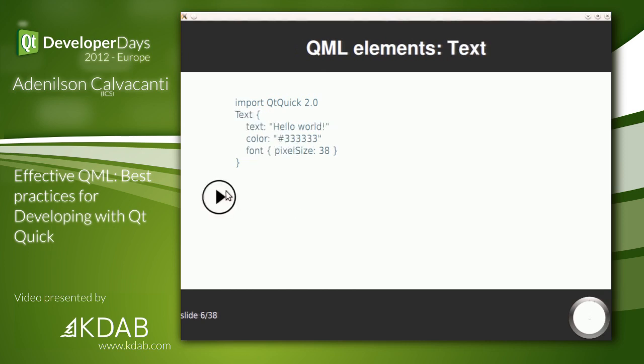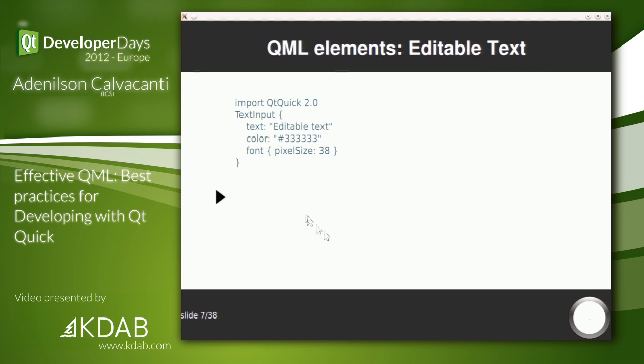All right, then you have the text element. You can also use TrueType fonts here. You're not stuck to the fonts available on the system. As a matter of fact, when it comes to deploying, you can have your fonts available on the system, or you can also have it inside of your C++ application if you are using QResource. And you can also change the size and so on and so on. This is the editable text.